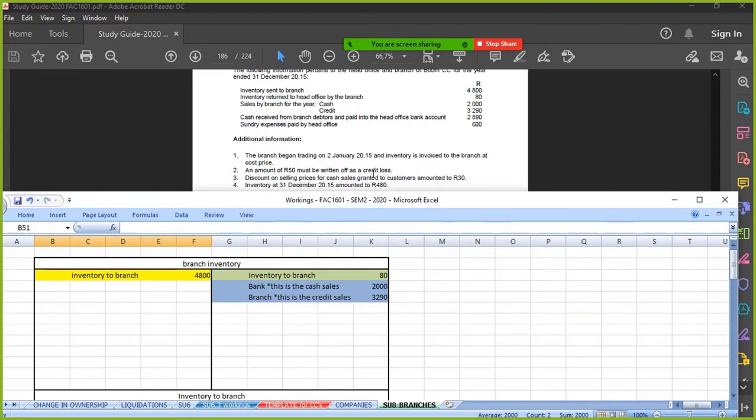What does the next one deal with? Cash received from branch debtors and paid into the head office bank account. So I would debit bank account and I would credit branch trade receivables. Why? Asset increase, asset decrease. Do you agree? Yes, so it's like your normal trade receivables. What you're saying is perfect.